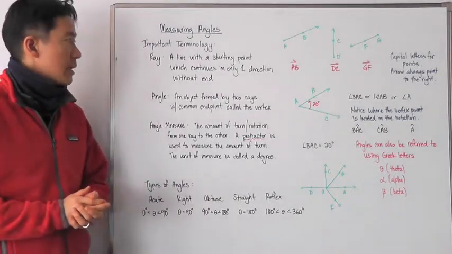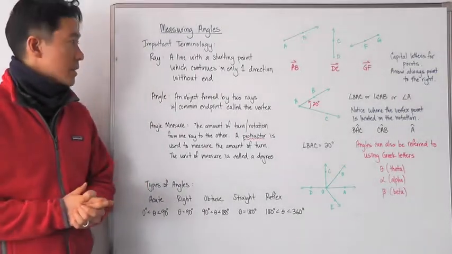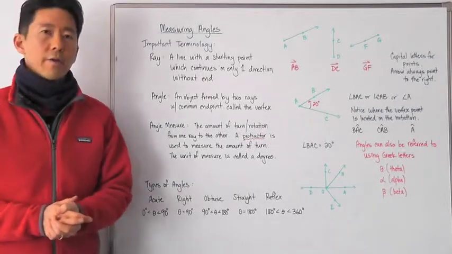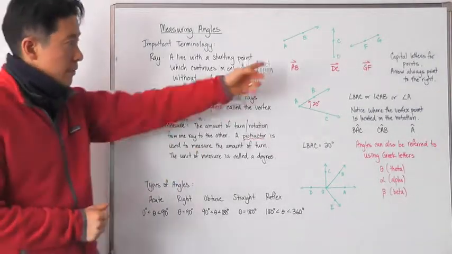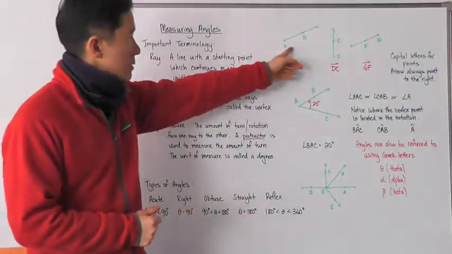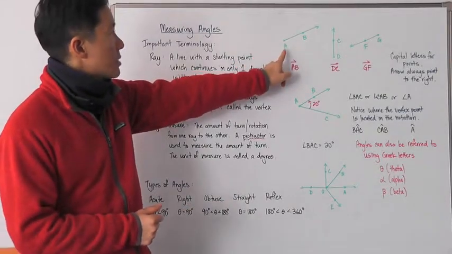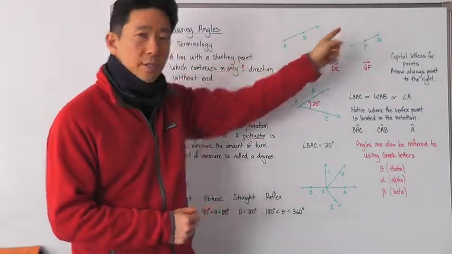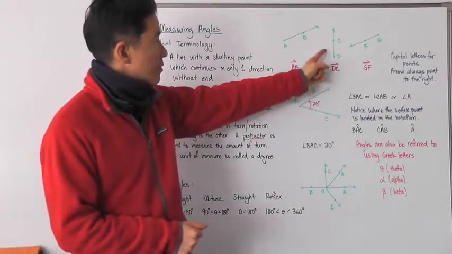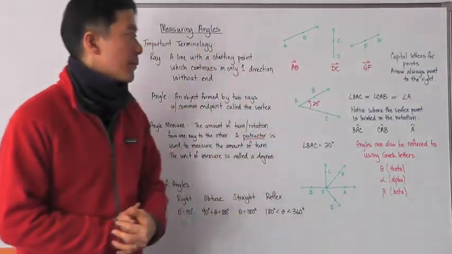Now the first thing that we're going to take a look at is a ray. A ray is a line with a starting point which continues in only one direction without end. So now I have three examples of rays. So this is a ray. Notice that it has a starting point and it continues in this direction without end. Same thing for this ray and same thing for that ray.